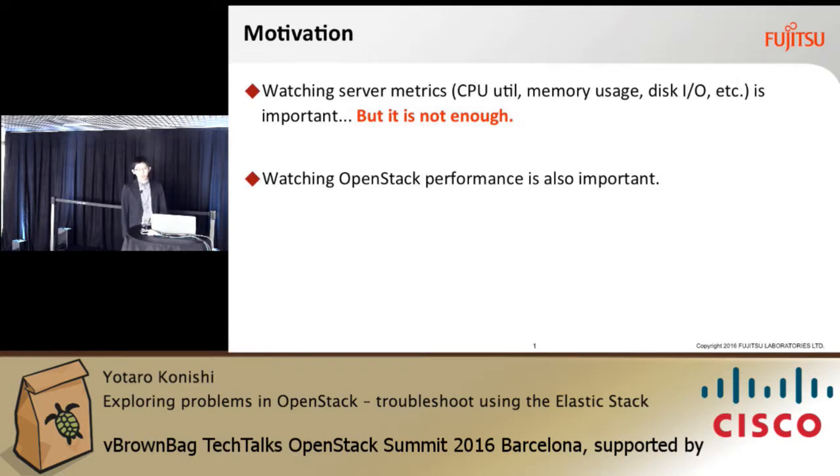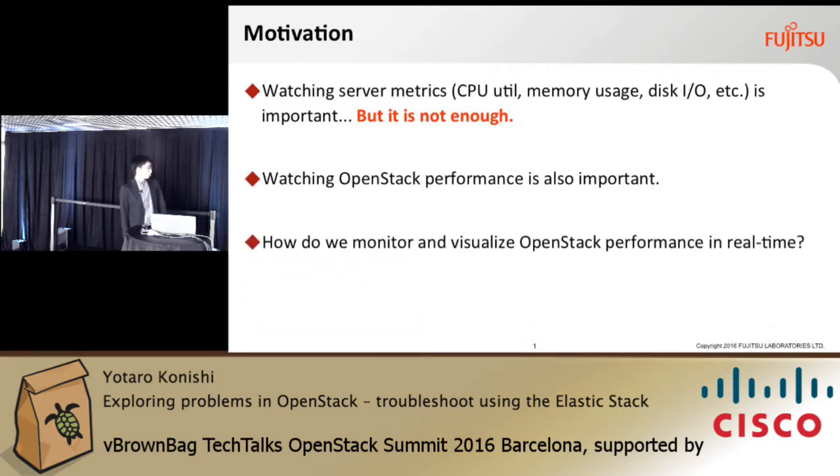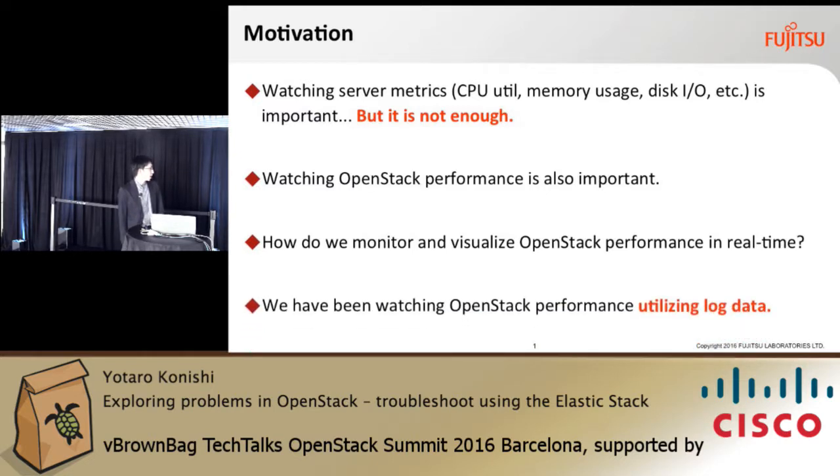So I think we should watch not only server metrics, but also OpenStack performance, which includes a lot of OpenStack tasks such as Nova boot requests, performance of volume creation, performance of uploading images, or Keystone authentication and so on. So how do we monitor and visualize OpenStack performance in real time? Well, there might be several ways to do this. And we have achieved this by utilizing OpenStack logs.